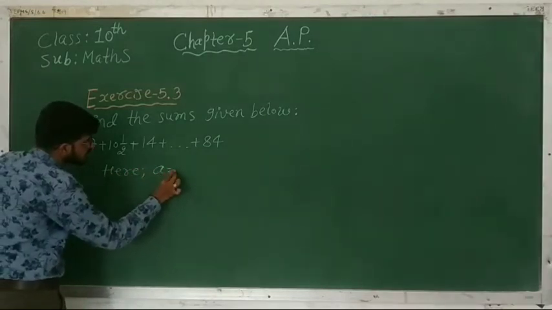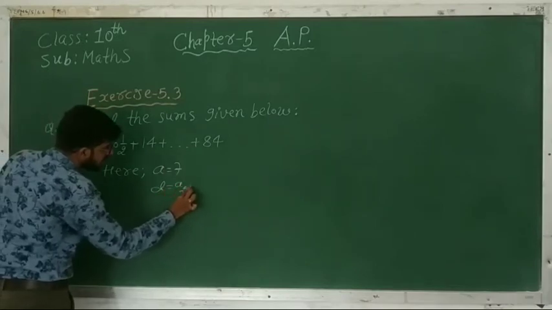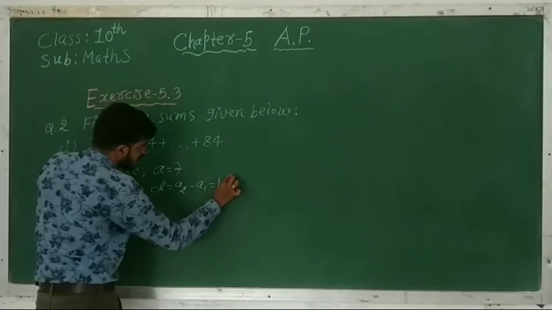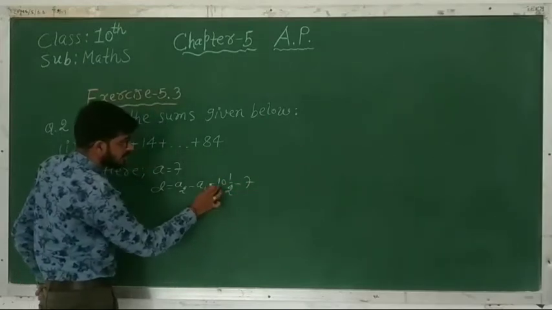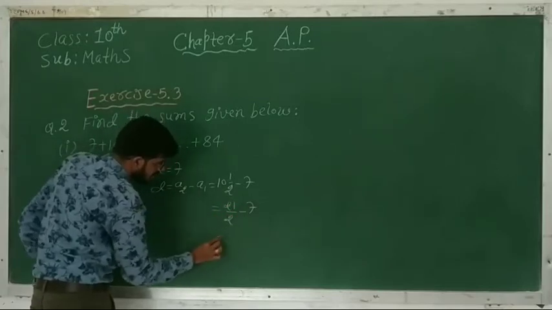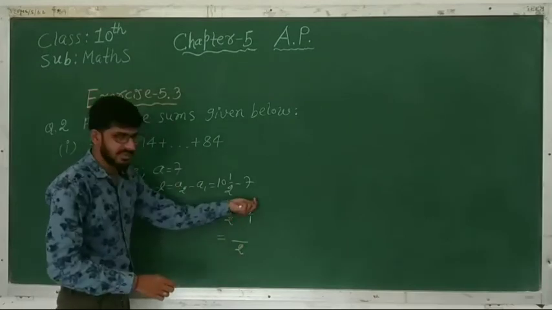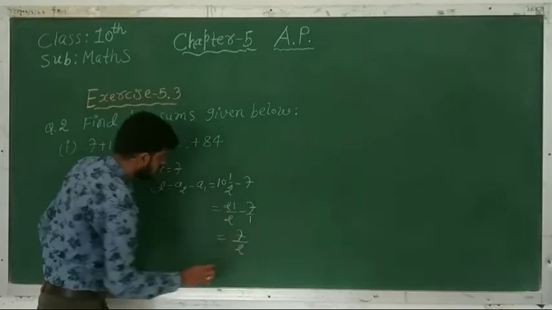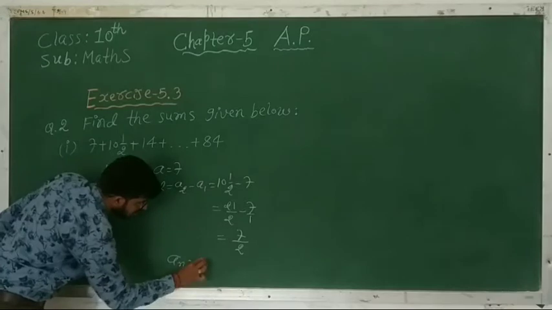a is equal to 7, d is equal to a2 minus a1, which is 10 and a half minus 7. That is 21 by 2 minus 7. Take the LCM, which is 2. 2 sevens are 14, 21 minus 14 is 7, so d is 7 by 2. And an is equal to 84, which is the last term.